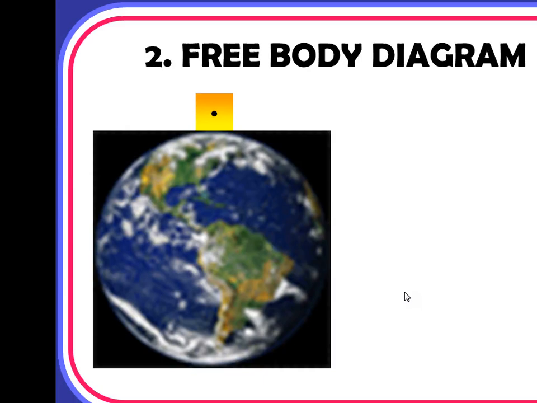Next we look at free body diagram. A free body diagram is basically a diagram which shows the forces acting on a body. Over here, as an example, I'm going to use this block of mass which is placed on the surface of the earth. So what will be the force experienced by this block?